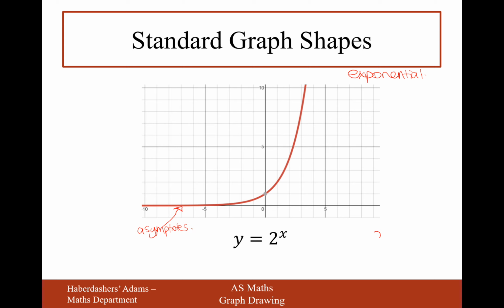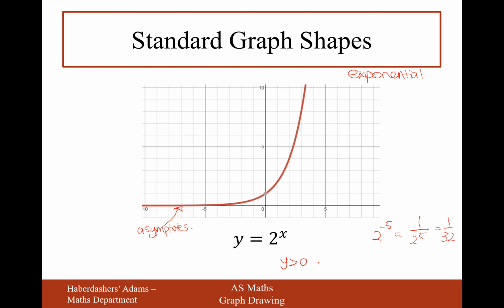That's effectively if we had something like 2 to the minus 5, remember from indices that's going to be 1 over 2 to the 5, that's 1 over 32, so it's going to continue and go down into a very small fraction, but it will never actually be a negative value. This graph here is always positive, the y values are always positive.